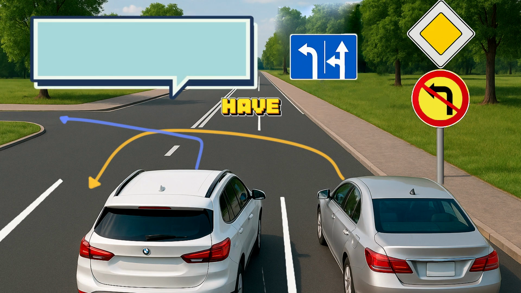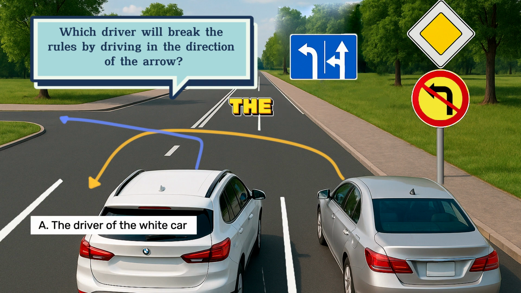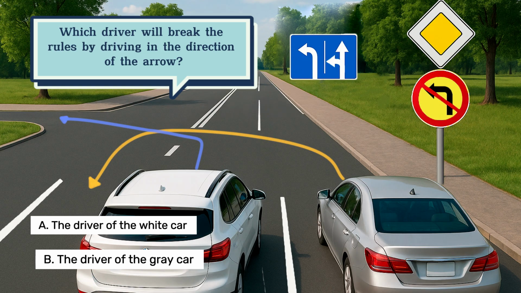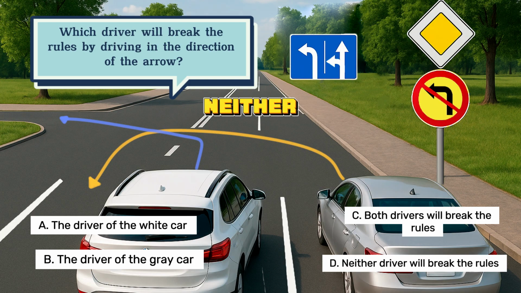In this task we have to find out which driver will break the rules by driving in the direction of the arrow. A. The driver of the white car. B. The driver of the gray car. C. Both drivers will break the rules. D. Neither driver will break the rules. I give you 10 seconds to answer this question.